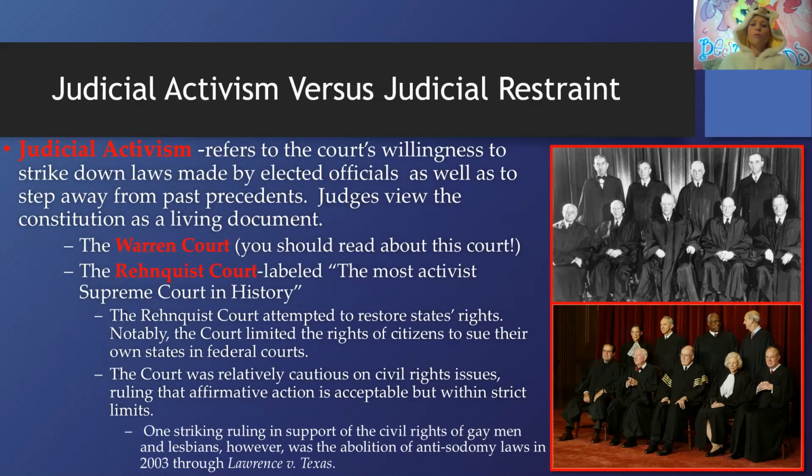So judicial activism refers to the court's willingness to strike down laws made by elected officials, so to strike down those things that the legislative branch has created, as well as to step away from past precedents. Remember, stare decisis, precedents, stuff that's happened in the past. Judicial activism is willing to say, that was wrong. We should not have done that 100 years ago. It should have been different. And they can use that power of judicial review to change the course of history, really. Judges view the Constitution as living, meaning it flows with society. Society changes. Perhaps the interpretation of those words also changes.